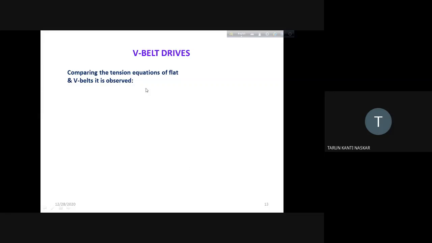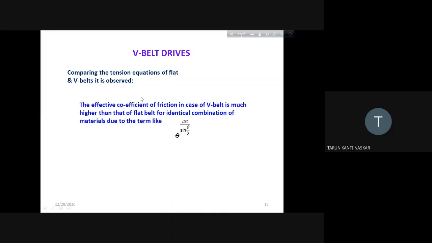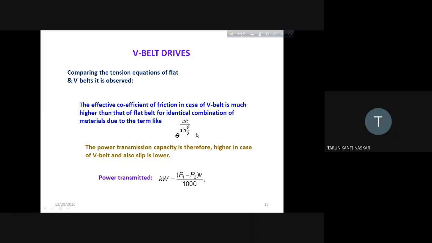Now comparing the tension equations of flat belt and V belt, this thing comes: mu alpha divided by sin theta by 2. So the effective coefficient of friction in case of V belt is much higher than that of flat belt for identical combination of materials due to this term. So obviously the effective coefficient of friction is higher, because sin theta by 2 is smaller than 1. So obviously this value will be higher. Okay, so effective coefficient of friction becomes mu by sin theta by 2. Mu by sin theta by 2 is the effective coefficient of friction.